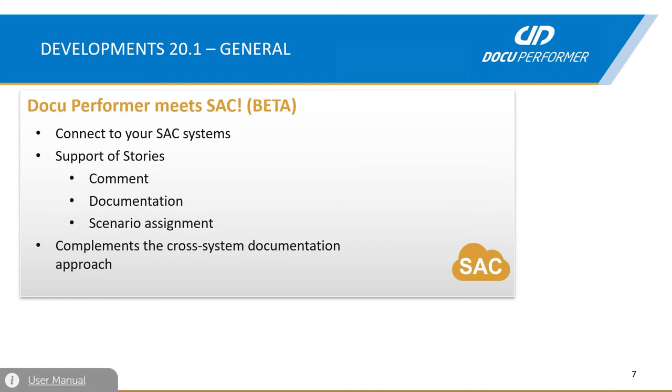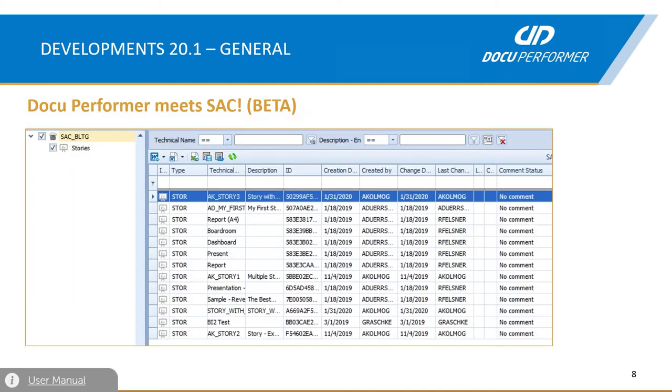You are even allowed to add them to your scenarios, which means that the cross-system documentation approach is even more complemented by this. Here you can see a short screenshot. I will show this in a live demo later on. Basically, what you can see here is a connected system to the SAC, and you can see the stories with all the technical information in the entity grid already, just like you are used to for all the other objects in the other systems.